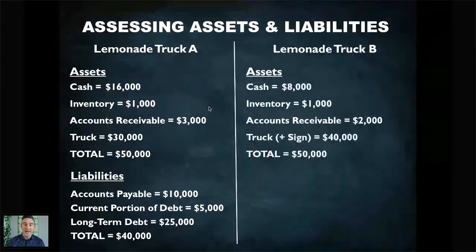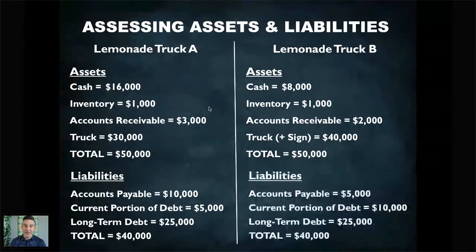So this one, he has less cash, $8,000, same inventory, and a little less that he's expecting in receivables. And then we have that truck plus the cool sign that was maybe a custom edition. What he paid was probably a little more, let's say $40,000. So that still adds up to 50.